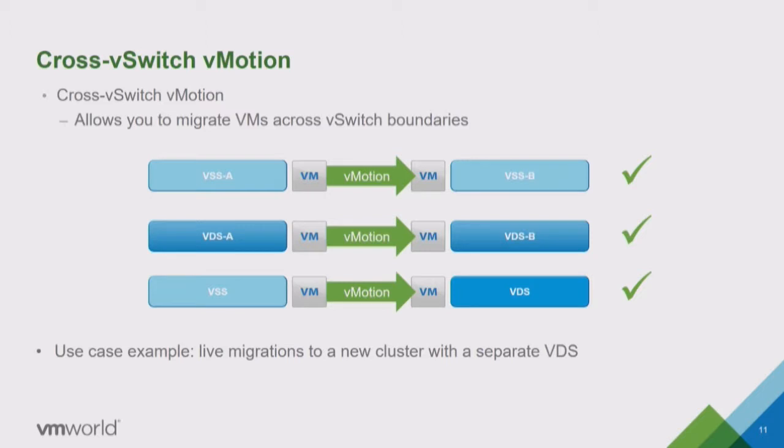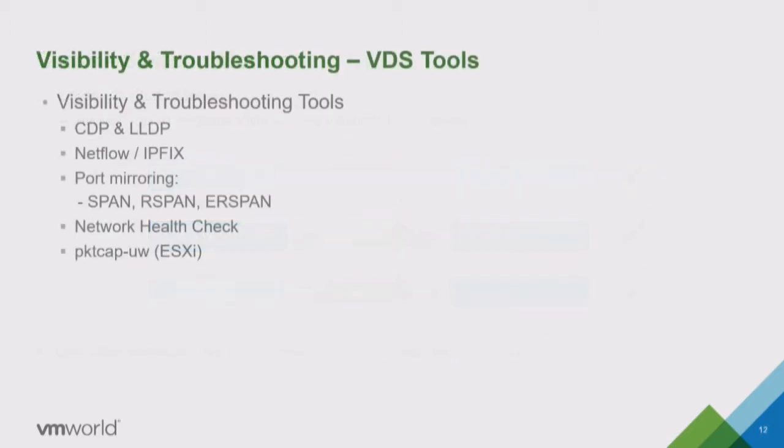So you can vMotion between switches, between a VSS and a VSS, a VDS and a VDS, and obviously between a VSS and a VDS. Very useful. The only reason why I put it in there is because my customers do use it. So if you didn't have the chance to use it, this is something that is being used in the field.